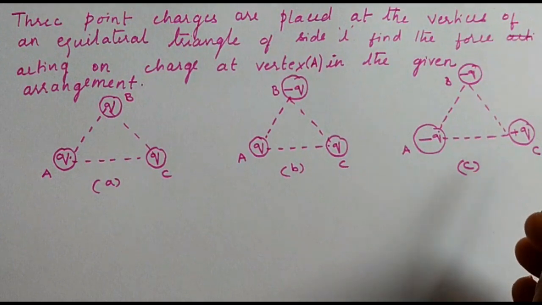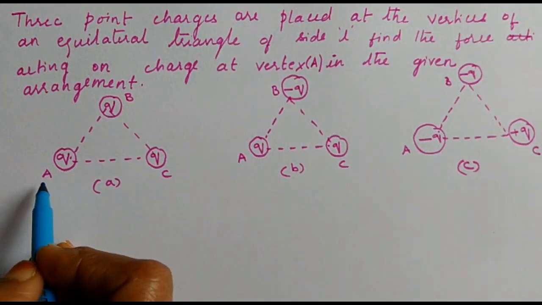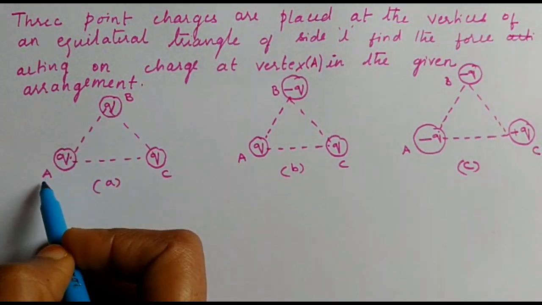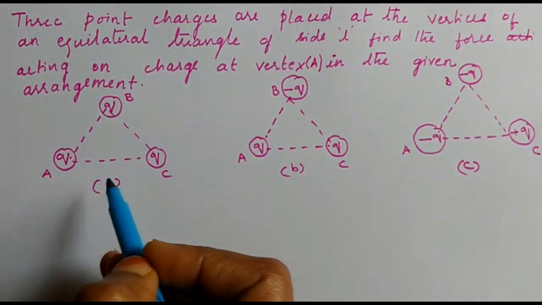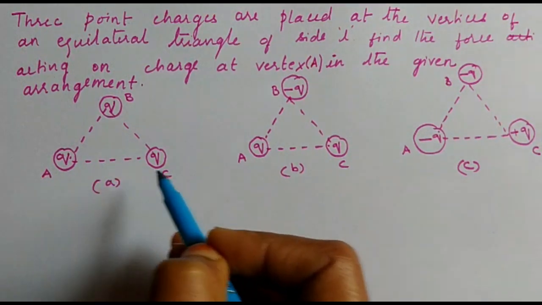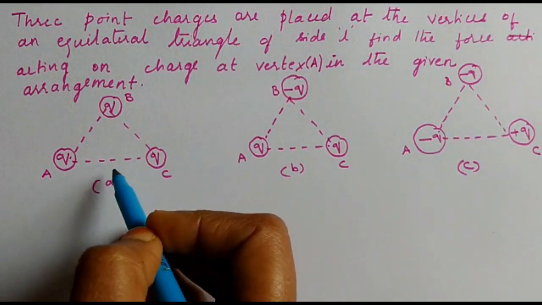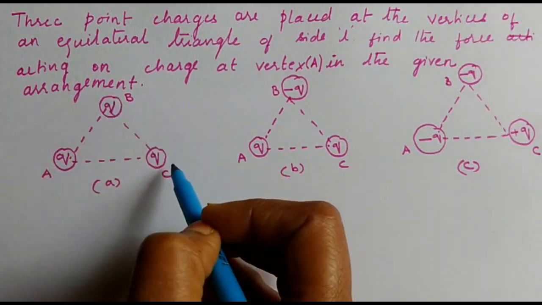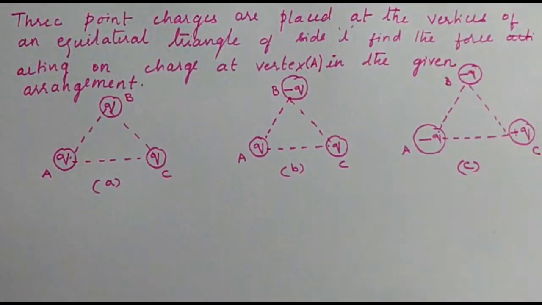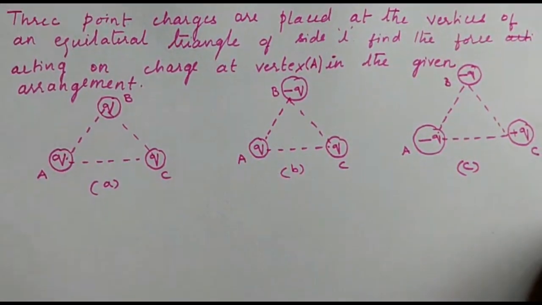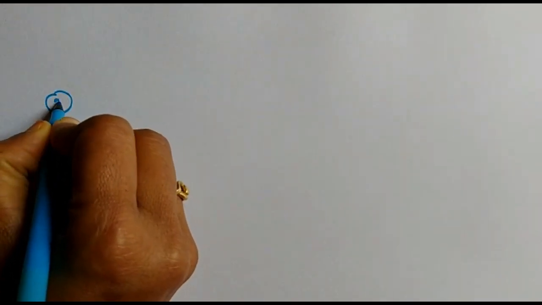The question is, you have to find the force acting on the vertex A. It can be any vertex, so I will show you for one vertex, try for the remaining. So acting on the vertex A for 3 different arrangements. Let us begin with the first example, where all the 3 are positive charges. Now to begin with, let us redraw the diagram. We have 3 positive charges at the vertices of an equilateral triangle.